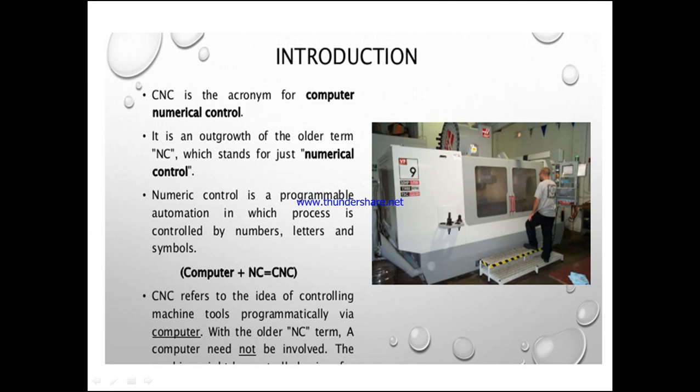After this we come to CNC machines, that is computer numerical control, an outgrowth of the older NC, which stands for just numerical control. Right now, by using the computer we go for CNC, controlling programmable automation, numerical control, which is a programmable automation in which the process is controlled by numbers, letters and symbols. CNC refers to controlling machine tools programmatically by a computer, unlike the older NC terms, where a computer need not be involved.